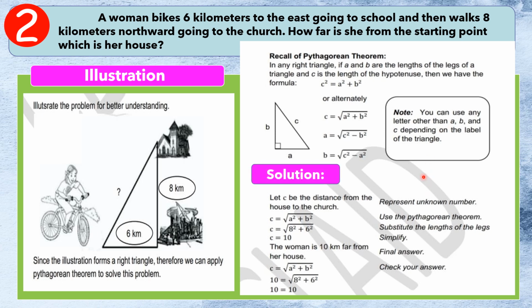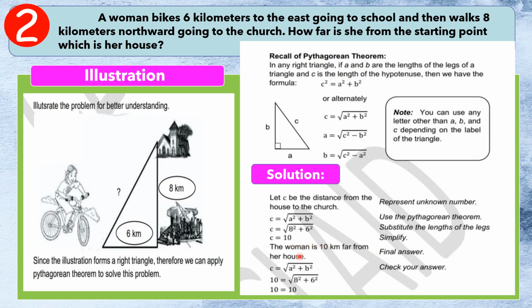Kaya diyan sa solution natin, kung mapapansin nyo, ayan po, let C be the distance from the house to the church. So, using the formula, C equals square root of A squared plus B squared, and by substitution, so magkakaroon tayo ng C equals square root of 8 squared plus 6 squared. Okay po, 8 squared is 64, 6 squared, or 6 times 6 is 36. 64 plus 36 is equal to 100. Ang square root po ni 100 ay 10. Ganun po siya. Pero ito kasi, pwede nyo na yung i-enter sa calculator directly. So, the value of C is equal to 10.